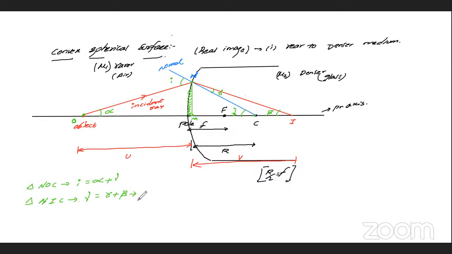But I need the refractive angle. So refraction R is equal to gamma minus beta. So I'll take this one as the first relation, and this one as the second relation. Now we got the angles here.